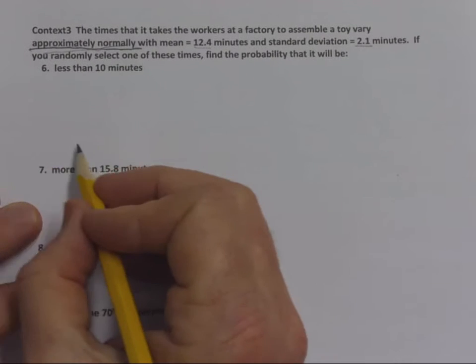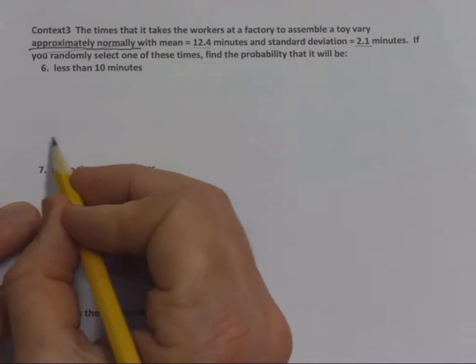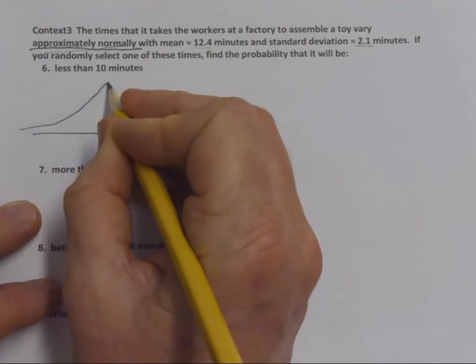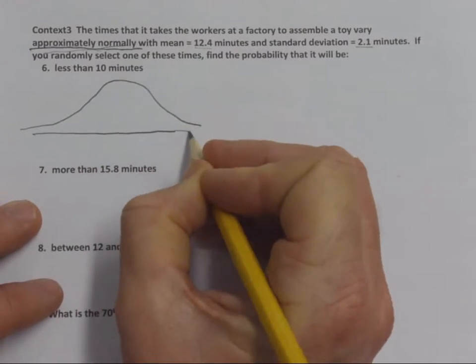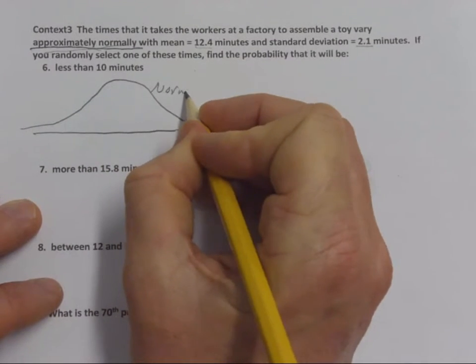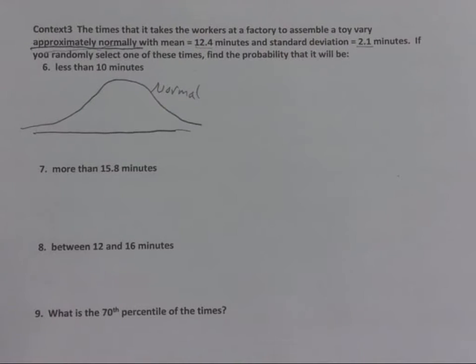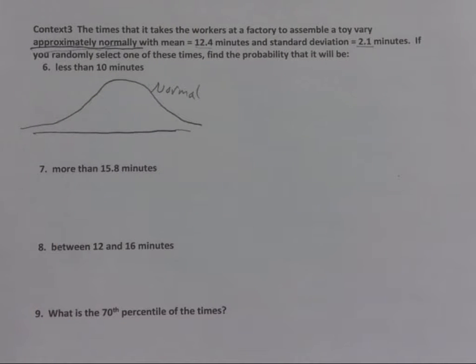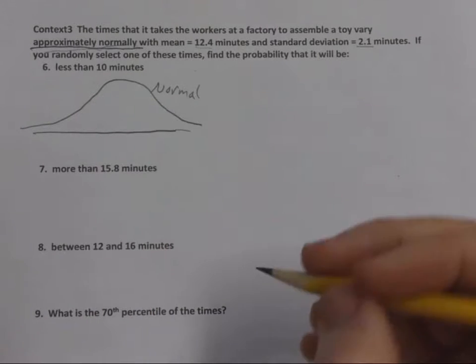All right, so we've got these assembly times for toys, and I'm going to draw the normal curve. It doesn't have to be the neatest thing in the world. I'm going to label it as normal. We're going to have a lot of different distributions in the world of stats, so always label what it is. This looks very similar to a t distribution, which we're doing later in the year, and other distributions. So always label your distributions.